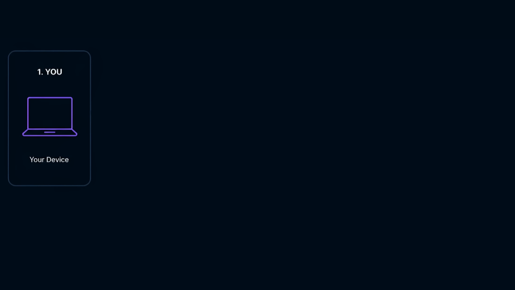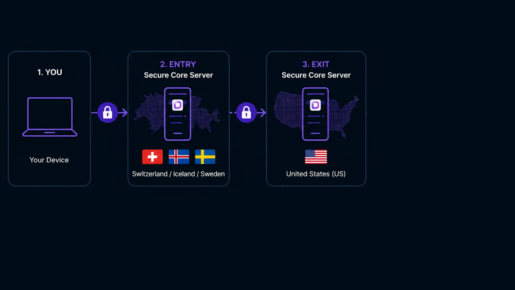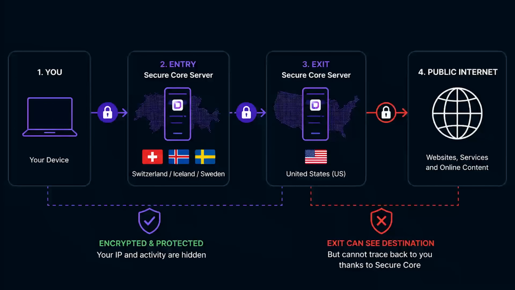Let me talk about my favorite Proton VPN feature, which is called Secure Core. This routes your VPN traffic through a privacy-friendly country first before it hits the country you actually want to appear in. Switzerland, Iceland, or Sweden act as the first hop. A lot of really solid VPNs don't have this feature. Big names like Mullvad and NordVPN are way behind here, for example.